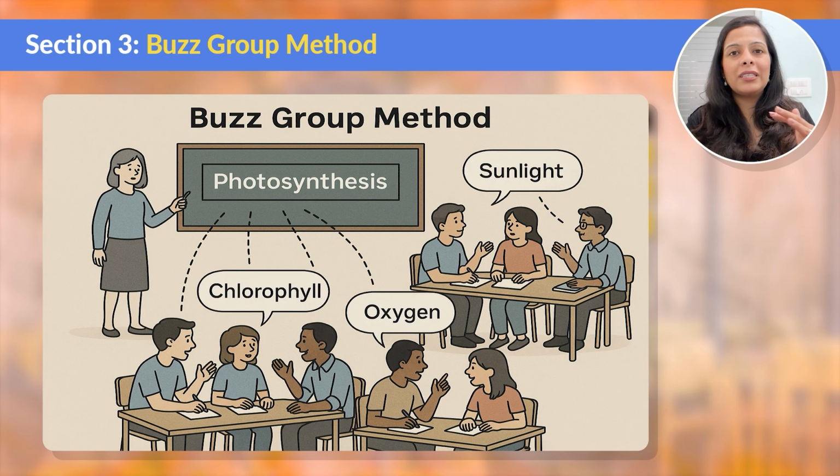Now, after all these groups are done talking about their topic, each one explains their point to the rest of the class. One group might say that sunlight helps convert carbon dioxide to glucose, while another group might explain how chlorophyll helps in capturing light energy. In the process, everyone gets to hear different aspects of the same topic, and the whole class benefits from it. So that's what buzz group method is all about.